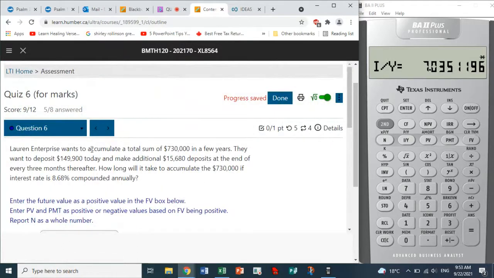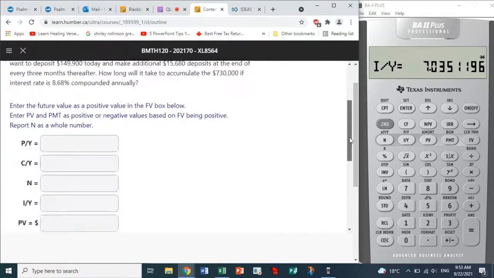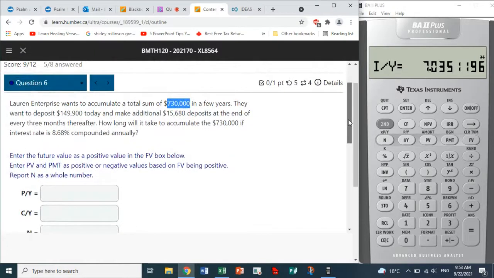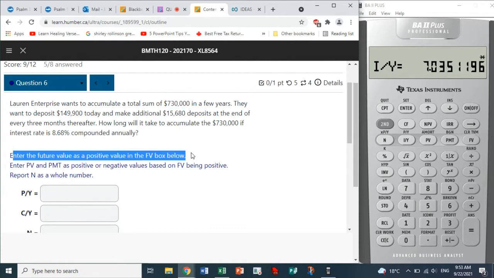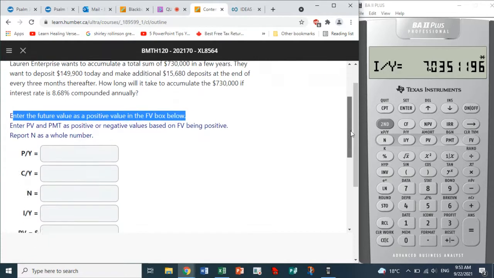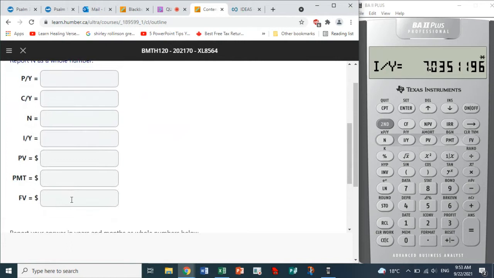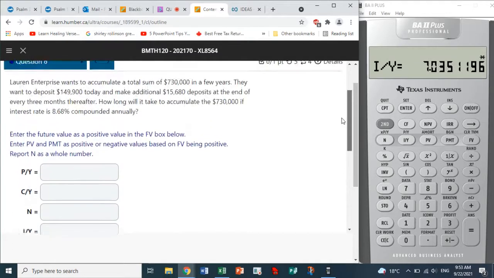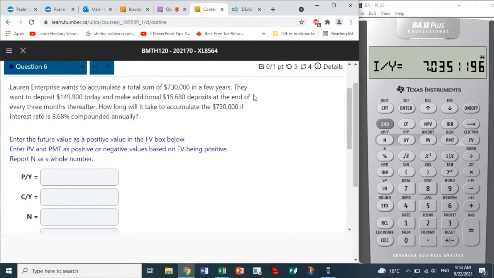So this is quiz 6, question 6. Lauren Enterprise wants to accumulate the sum of $730,000. Maybe we can just put that in as future value. Of course, that is what you will accumulate, and the future value has to be positive. So future value is 730,000, in a few years.